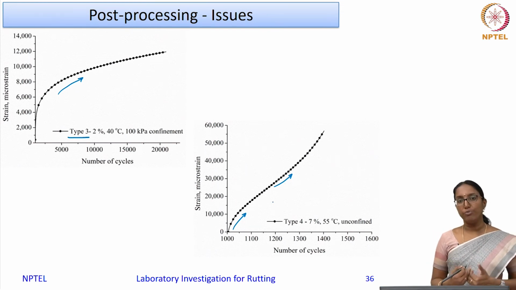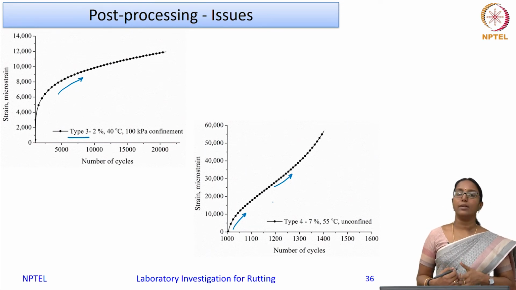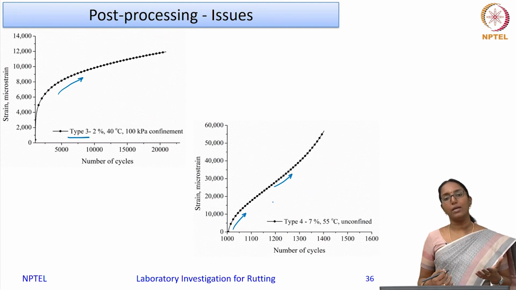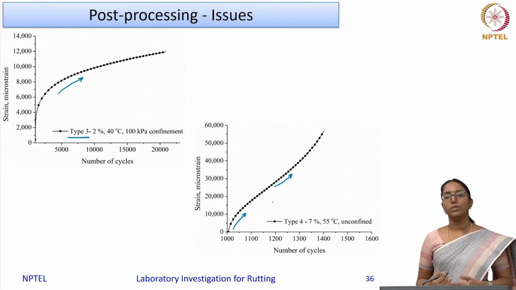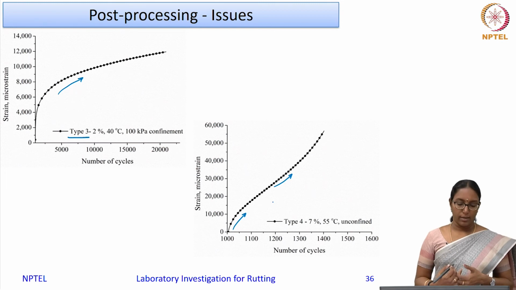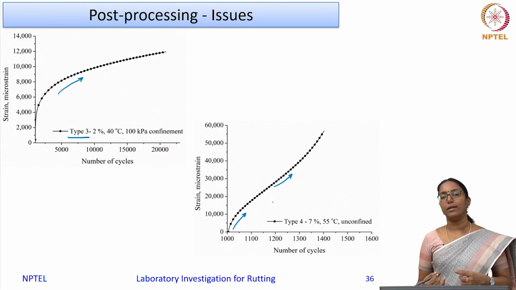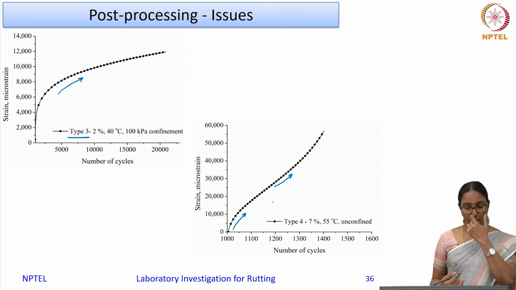So, when one does this experiment in the laboratory, there is every possibility that you may encounter any of these types of flow behavior or creep behavior. So, you may not be able to identify one number as the flow number.